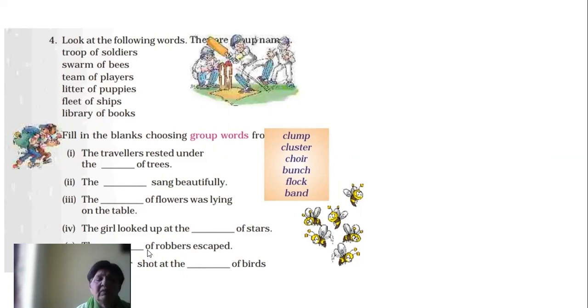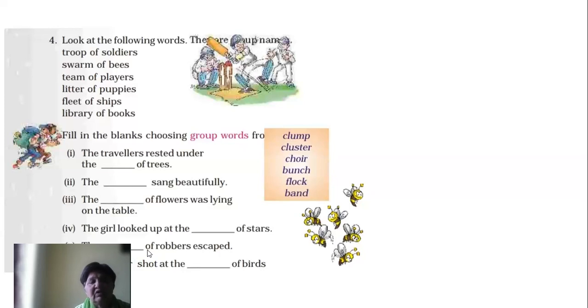We all know that there are 5 types of nouns. Naming words are 5 types: proper noun, common noun, collective noun, abstract noun, and material noun. So today we will learn collective nouns. It is troop of soldiers, swarm of bees, team of players, litter of puppies, fleet of ships, library of books. So these are collective nouns.